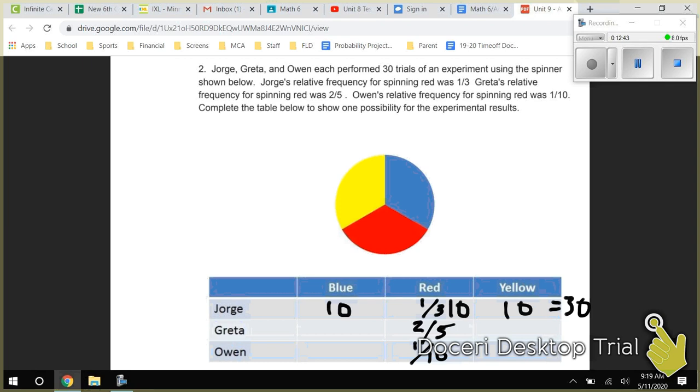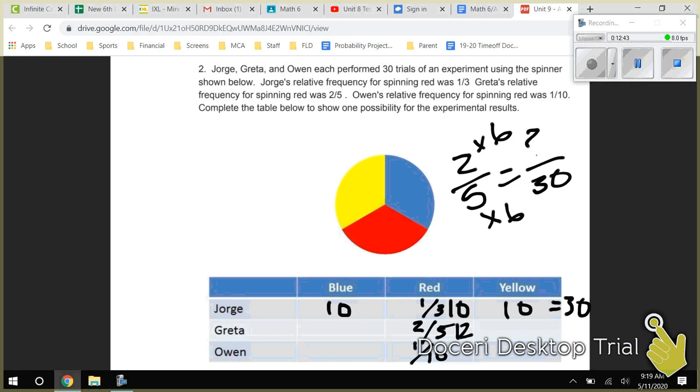2/5. Okay, so 2/5 is what out of 30? Well, it's times 6, so that'd be 12. So 12 red for Greta. All right, so we could just make this easy. We could say 8, 12, and 10, and that equals 30. You just have to have it equal to 30, and you got to make the red ones work for the data that we got.